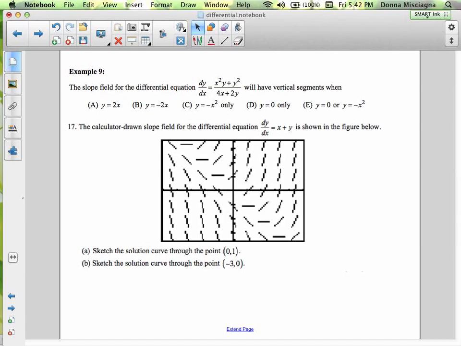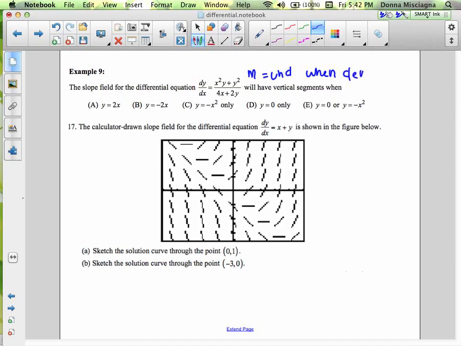So anyway, however, we can answer this question here. So when will it have vertical segments? When our denominator equals 0, right? We're undefined. This is our slope, right? Slope is undefined when the denominator equals 0. So which one of these would make the denominator equal to 0?